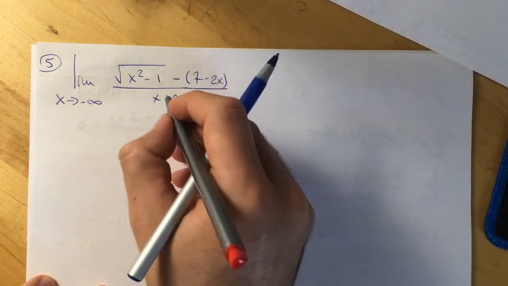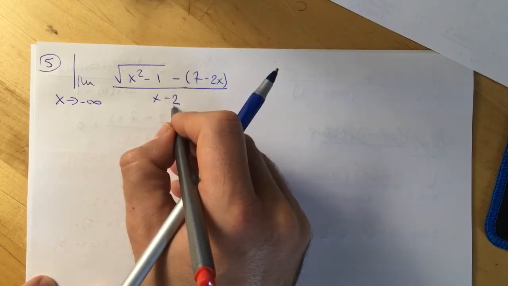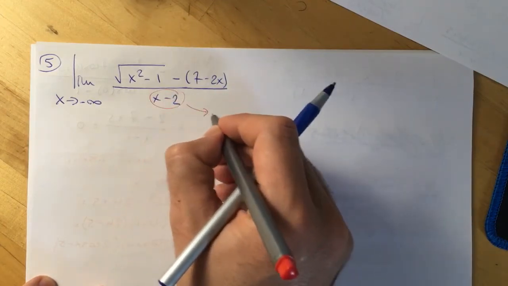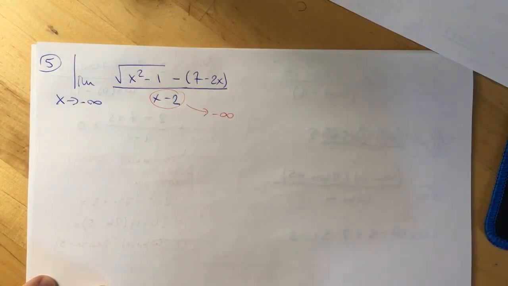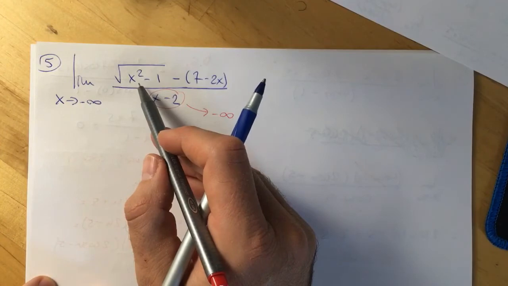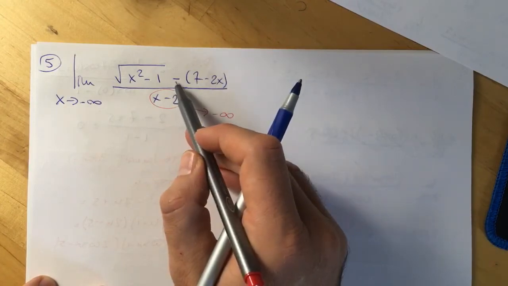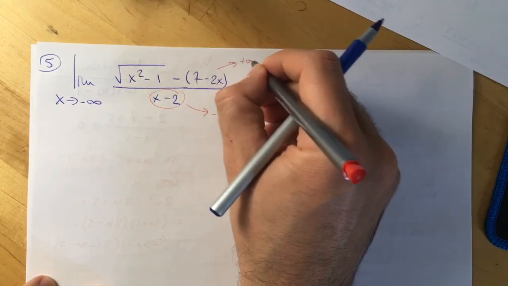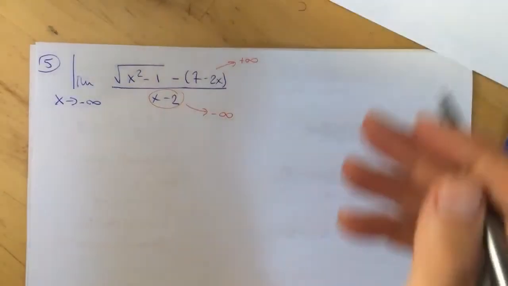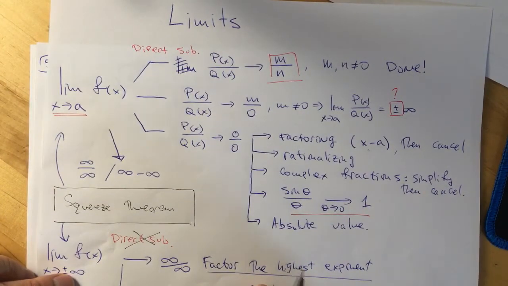If x goes to negative infinity, and you subtract 2 units, this still is going to go to negative infinity. What about the numerator? Well, this is going to go to positive infinity. This is going to go to negative infinity. With negative in front, you get positive infinity. Infinity plus infinity, this expression goes to positive infinity. So I have an infinity over infinity situation. Okay?